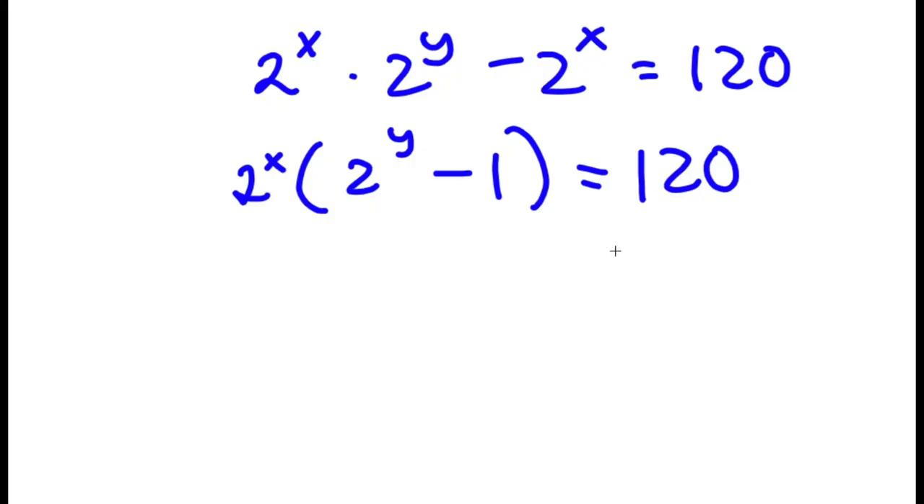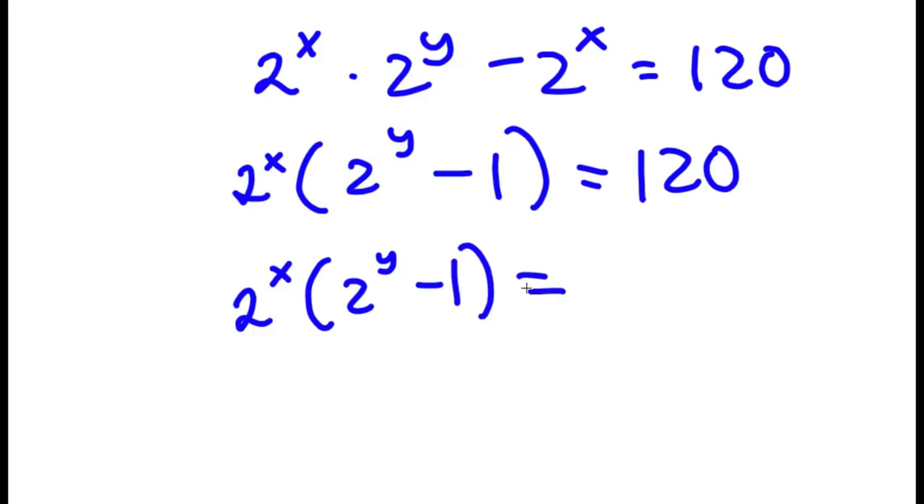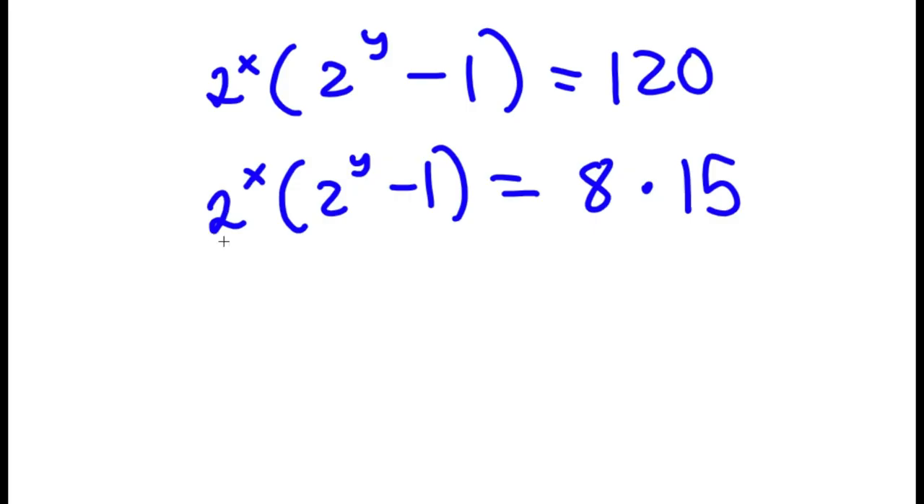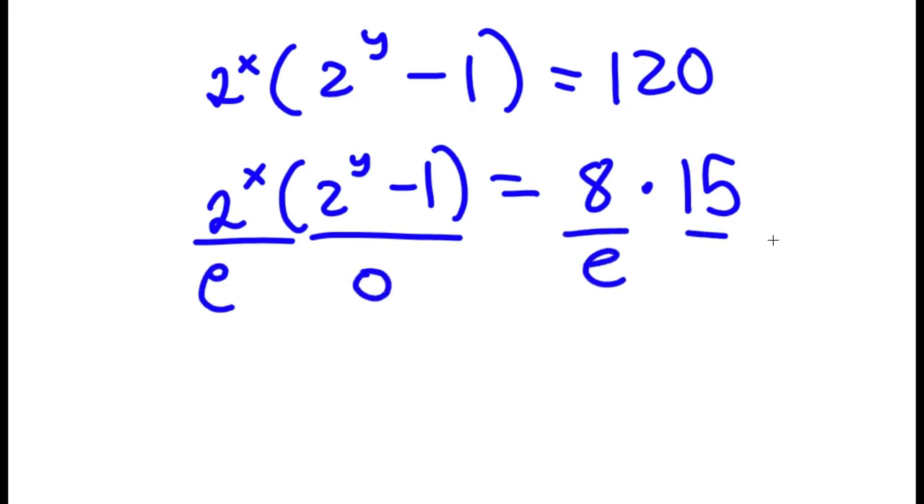Now, 120, this is the same thing as 8 times 15. And notice how 2 to the power of x, this is going to result in an even number because 2 to the power of any number is going to be even. And 2 to the power of y minus 1, well, an even number minus 1 is going to be an odd number. 2 to the power of y is going to be an even number, and an even number minus 1 is an odd number. So this is even, this is odd. And notice how 8, this is even, and 15, this is odd.